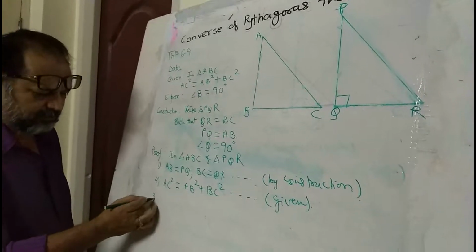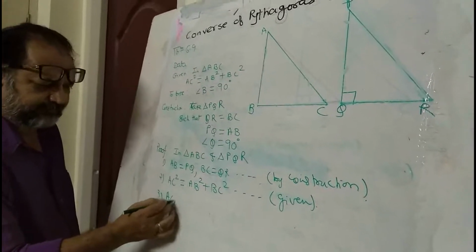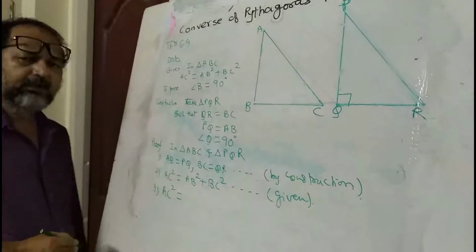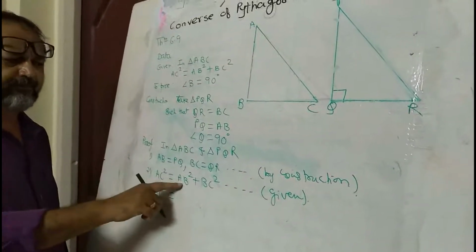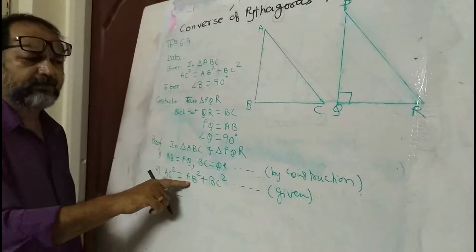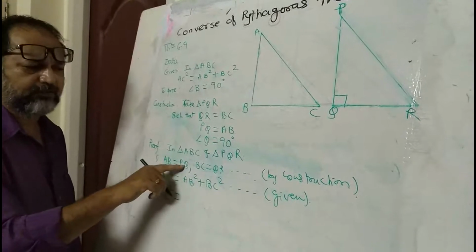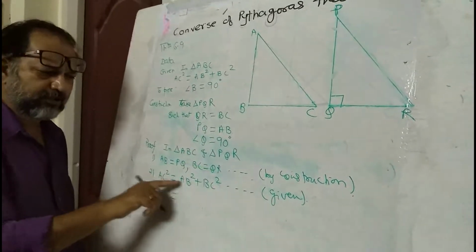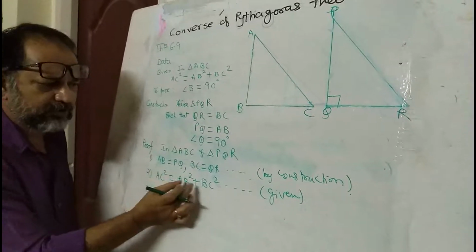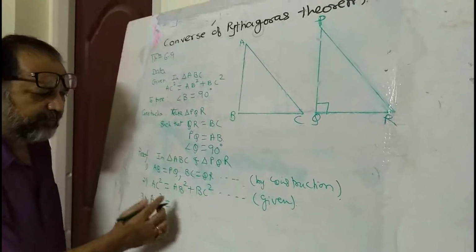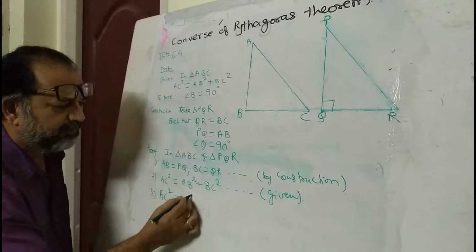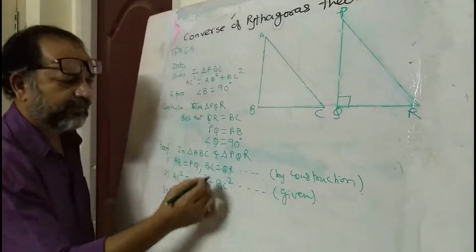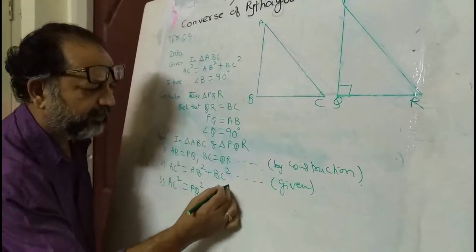So let us now replace, in this statement, in the place of AB, we know that AB is equal to PQ and BC is equal to QR. So in this statement, we are changing. In the place of AB, we are writing PQ square, and BC will be replaced by QR, so we can write here QR square, from step 1 and 2.